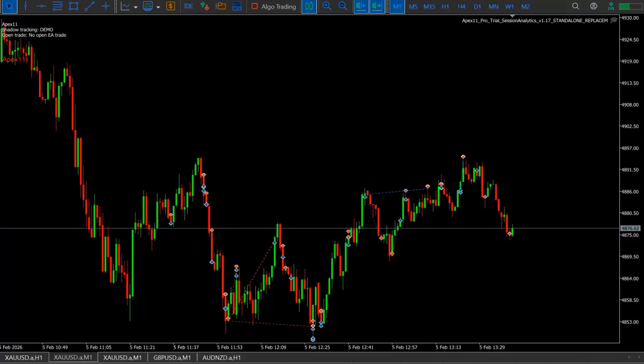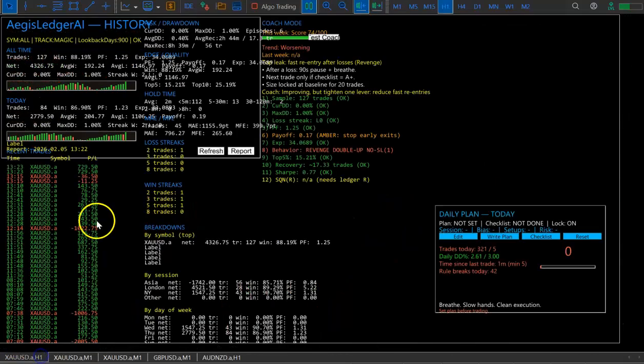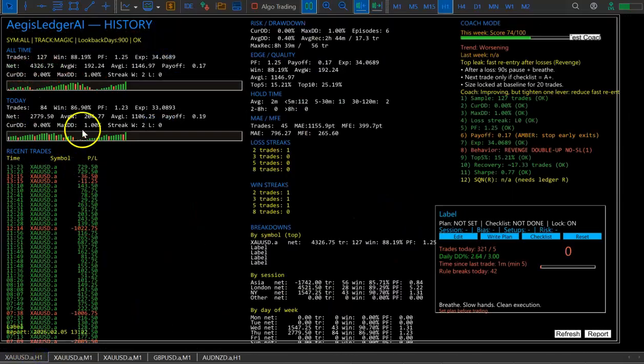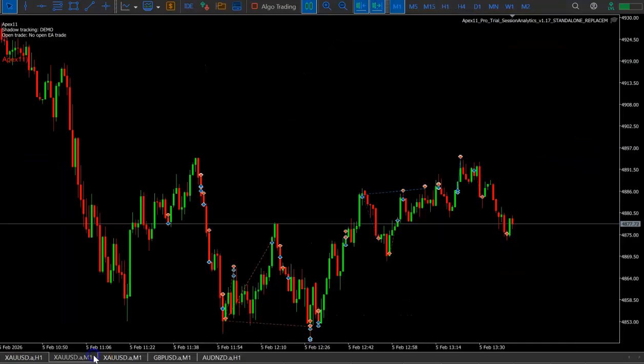So this is the Apex11 system here. It's on the chart. It actually just placed a trade. These are the trades that it's placed today, and we can see some of the stats from it here. Now you can see today's trades. Profit 2,790, and so for 127 trades, $4,326. Okay, so this is just my statistical tracking dashboard.